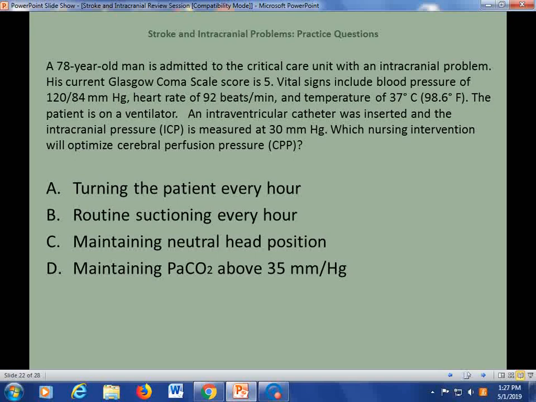The Glasgow Coma Scale is 5, and there's your vital signs. Heart rate of 92, temperature is 98.6. The patient is on a ventilator and an intraventricular, so a ventriculostomy catheter is inserted and the intracranial pressure is measured at 30. So which nursing intervention will optimize cerebral perfusion pressure?